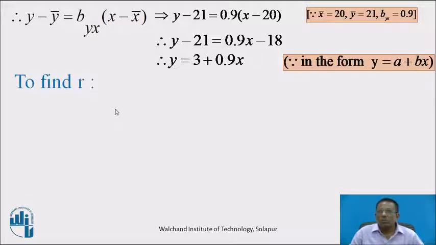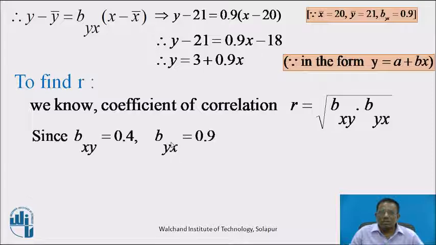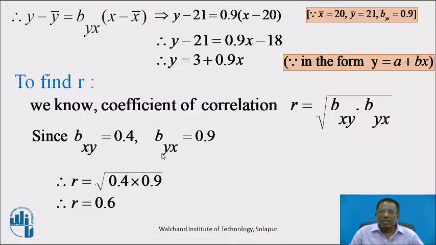Now, we have to find the value of coefficient of correlation r. As we know, coefficient of correlation r is equal to under root b suffix xy into b suffix yx. Now, put b suffix xy is 0.4, b suffix yx is 0.9. Therefore, r equal to under root 0.4 into 0.9 gives r equal to 0.6. So, this is the required coefficient of correlation r between x and y.